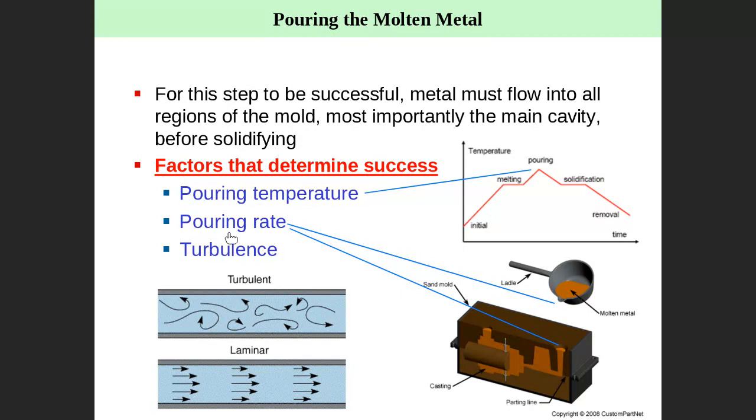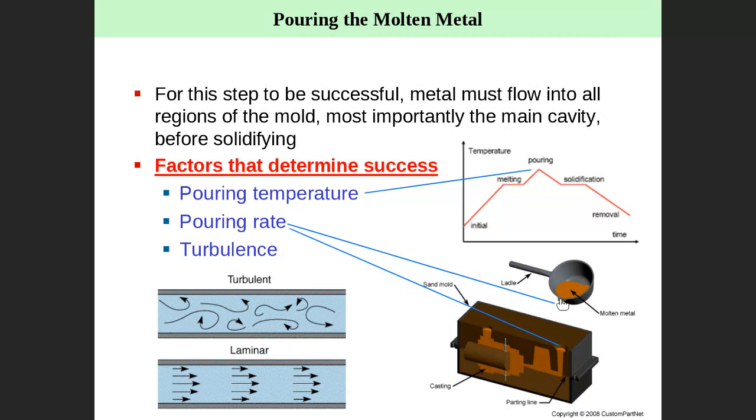Then I need the pouring rate in between, not very slow, not very fast. I need it to be laminar, somewhere in between, so the flow will be laminar. This laminar means layers, as you can see here, homogeneous and laminar, then it will become fine, and then you get casting without defect. So I need to adjust the pouring rate.